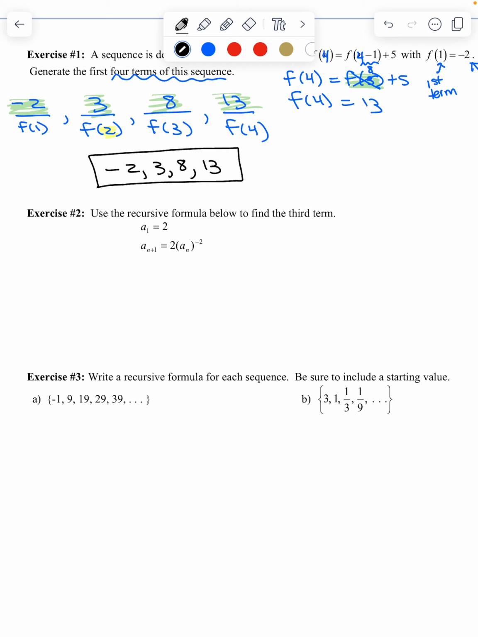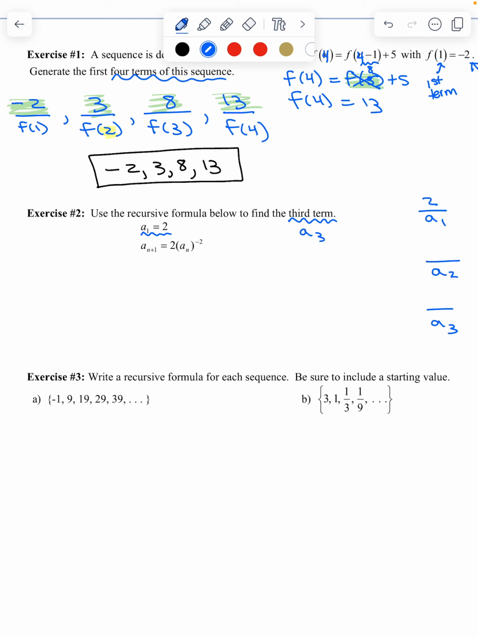Okay, so let's take a look at exercise 2. So we have to use this recursive formula to find the third term. So we're really looking for this term here. Now, we can't go right from knowing the first term's value, which is a 2. First term is a 2. We can't go right to the third term. We need to know the value of the second term first.